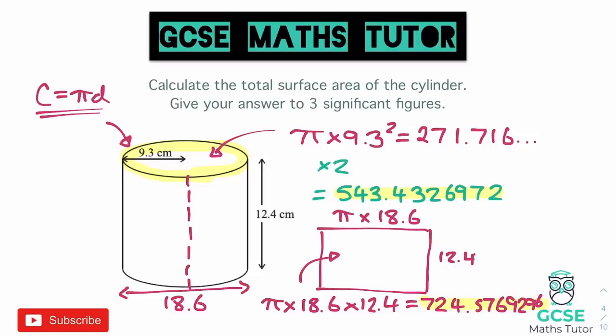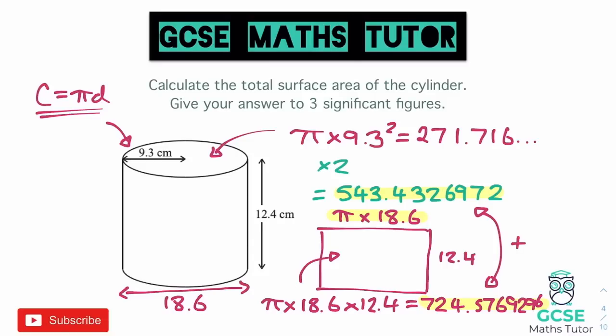Now we need to add these together to get the total area, so we're going to add these 2 numbers together, and that's going to give us our total surface area. Let's just put a little plus there. Being careful with this sort of question, for that curved surface area we're getting the circumference as the length of that rectangle. I think that's the difficulty here, remembering to do that when you've got this type of question. But there we go, that's how we're going to work these out. We just need to finish this off by adding those together. So I'm going to do that inside the cylinder there. We've got 724.576, the curved, plus the 2 circles, 543.432697.